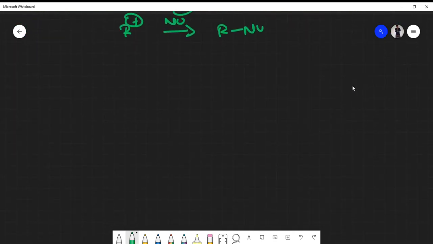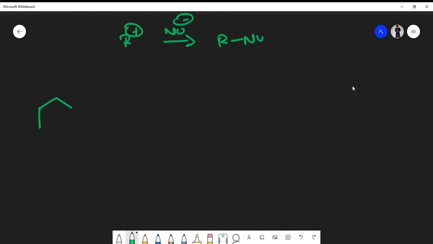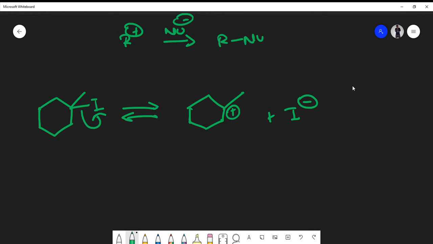So let's look at an example. If you're given this molecule on an exam, the slow step, which is in equilibrium, says that we form the carbocation. So in other words, we get this as a product. Carbon now has 3 bonds with a plus charge, plus the iodine in solution as a minus. Right, so that is the slow step, the formation of the carbocation.